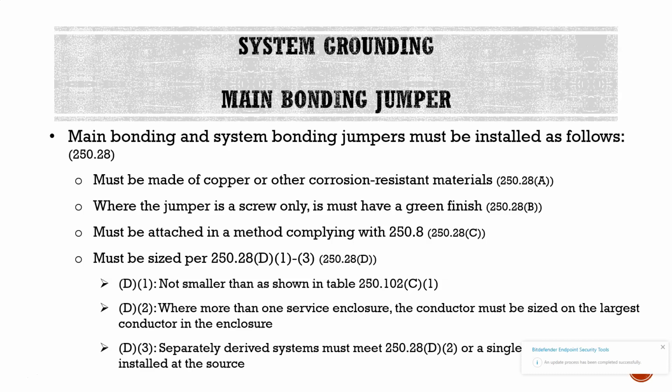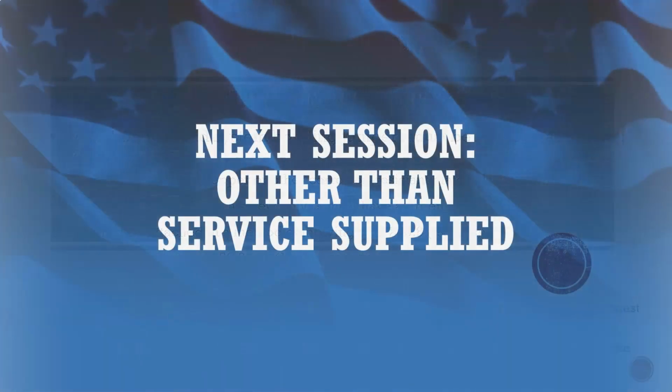Now, I think all these were pretty self-explanatory, pretty easy to understand requirements. Once again, these are talking about that main bonding and that system bonding jumper we talked about previously. So that wraps up this lecture. This was our first look at Article 250. In our next session, we're going to be talking about other than service supplied. A lot of what we talked about in this lecture was service supplied AC systems. Now we'll be taking a look at those grounding requirements for systems that are not service supplied.